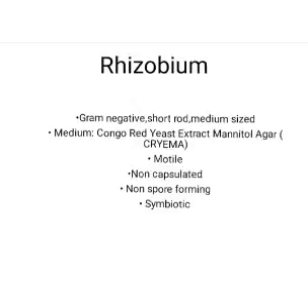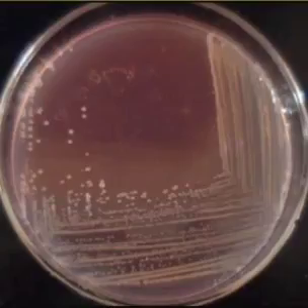Rhizobium is a bacteria. It is present in soil as well as in root nodules. It carries out nitrogen fixation, that is, nitrogen gas is converted into ammonia. Ammonia is utilized by leguminous plants.